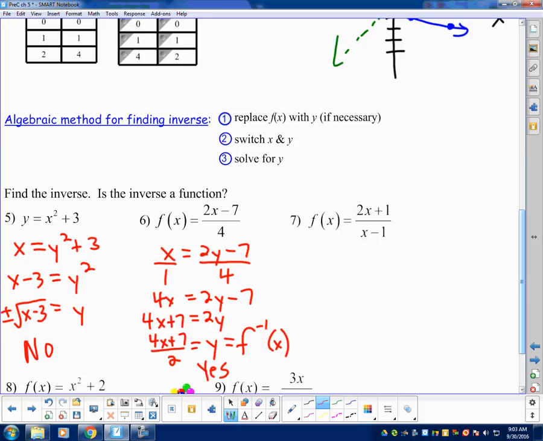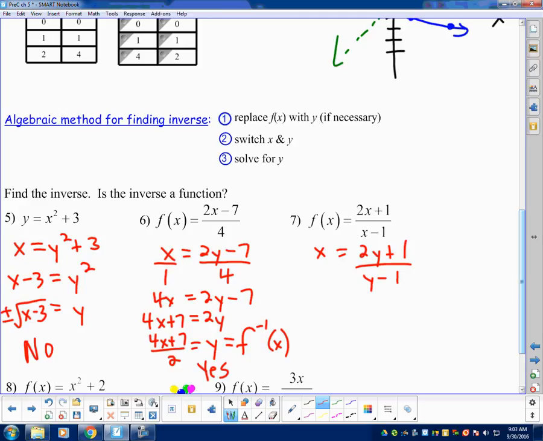All right, now we have a rational function. I think I called that one a rational. That's not rational. That's linear. But here's a rational function. So we'd switch the x and y. Uh-oh. Now what? We're going to mess it up a little bit first, huh?